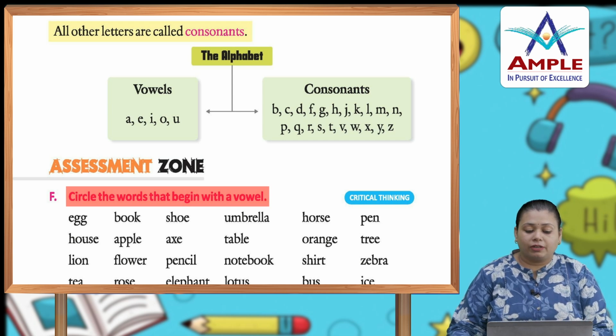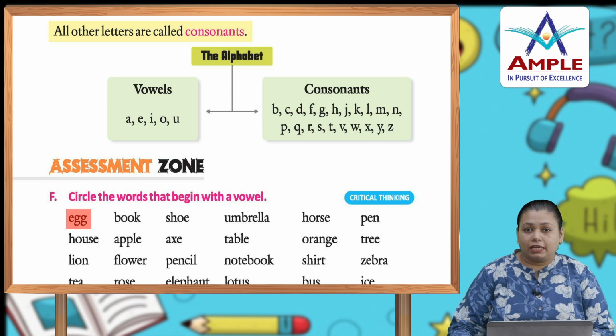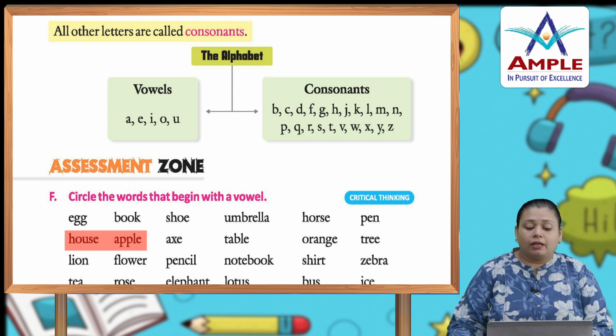Like in the first row you can see egg. E is a vowel, so you have to circle this. Now book, shoe, umbrella. Yes, umbrella also starts with a vowel, so you have to circle it. Now horse, pen, house, apple. Apple, A is also a vowel, so you have to circle it. Just like that, you have to circle all the words that start with a vowel.